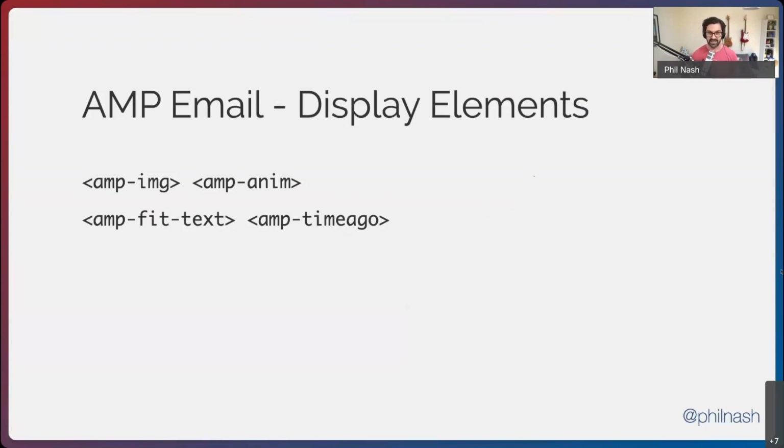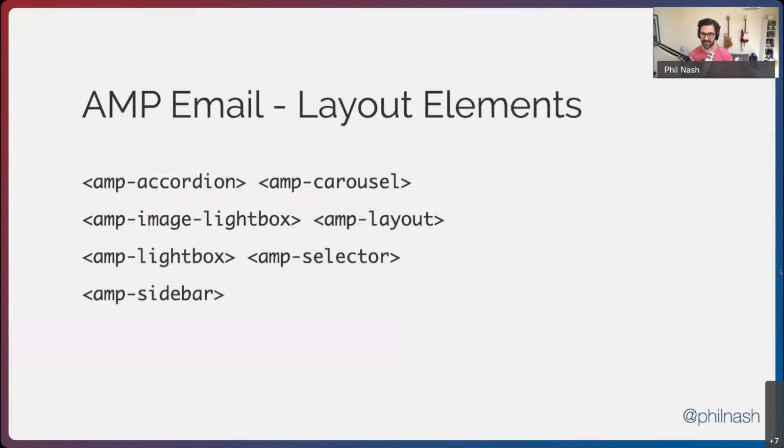Some of these elements are actually possibly useful outside of AMP web pages, but they're pretty cool that they exist inside. So those are the display elements that we have. Then there's layout elements, which is kind of cool. There's things like accordion, like I said, which has opening disclosures and things like that. There's the carousel, which allows you to swipe through or page through images or elements.